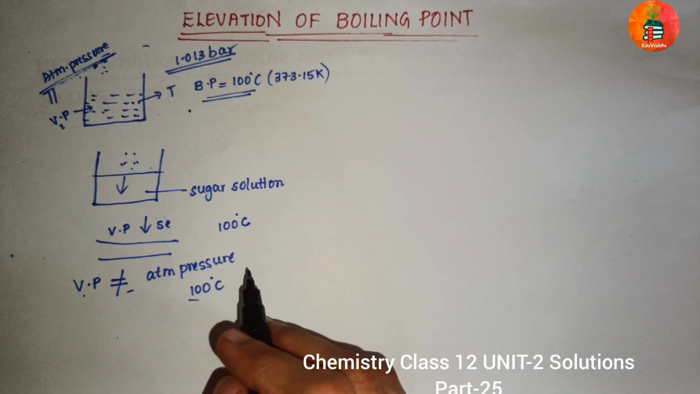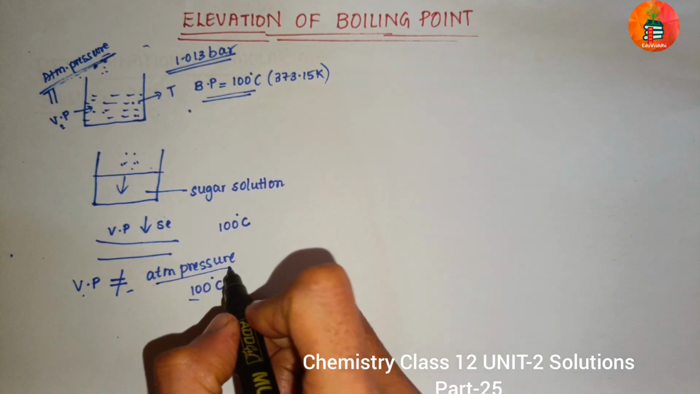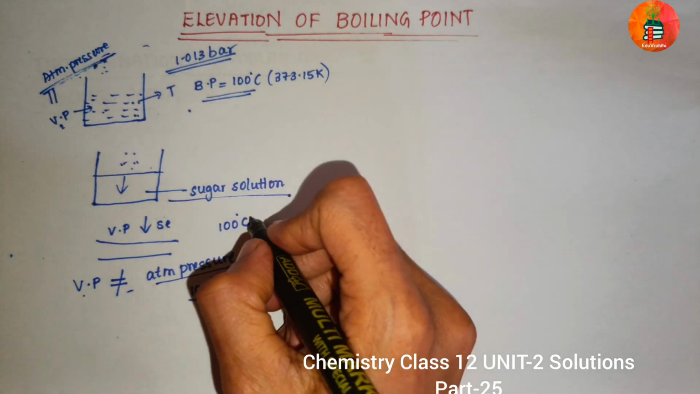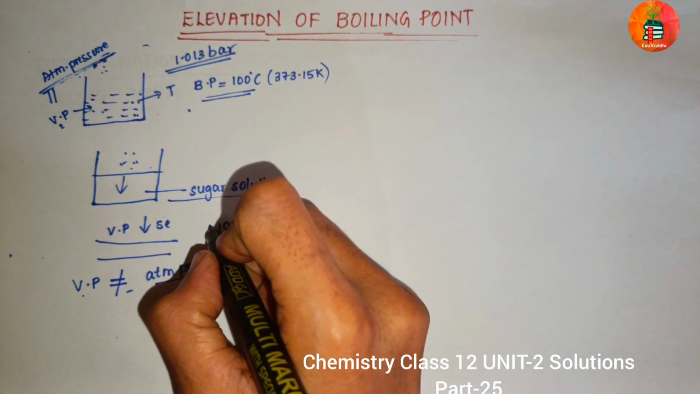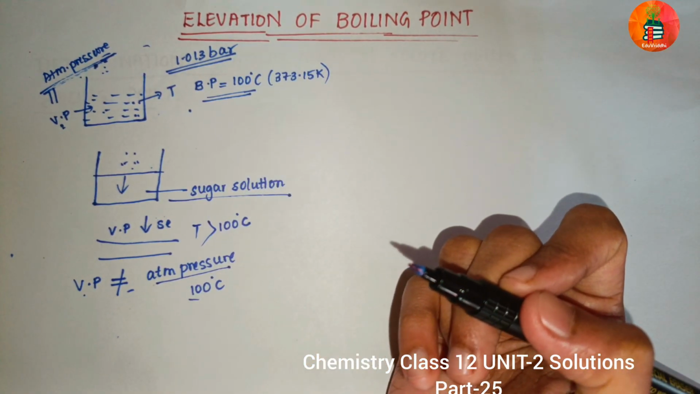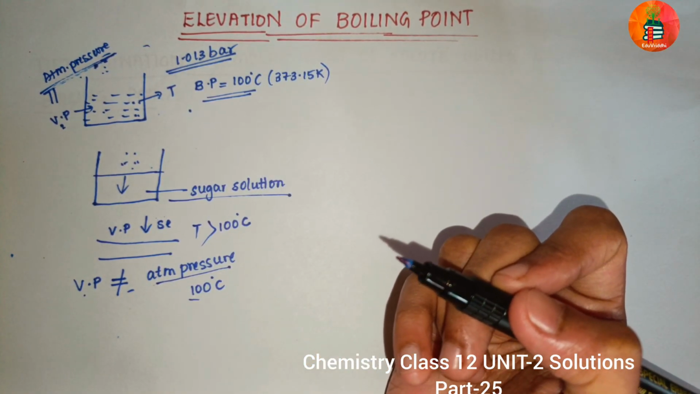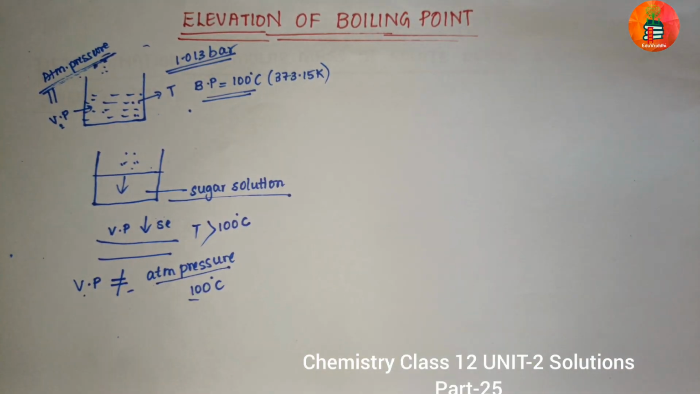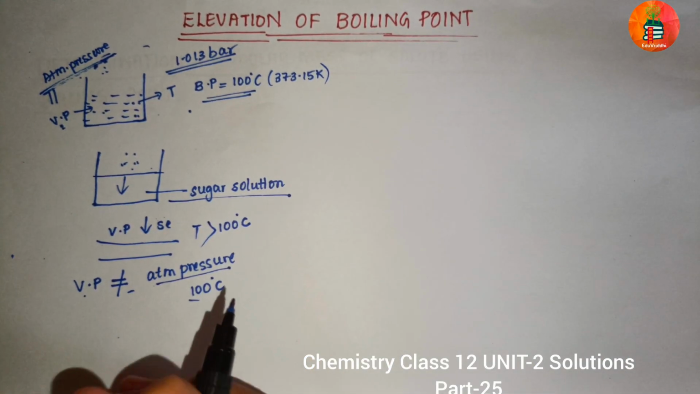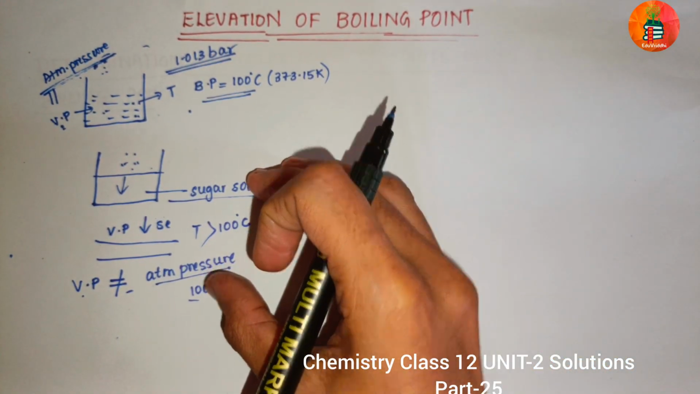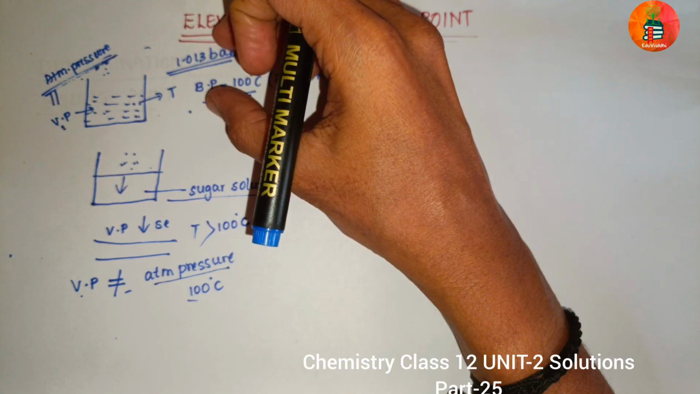So what is understood here? To reach atmospheric pressure, this sugar solution has to be provided with a temperature greater than 100 degrees Celsius. Whatever temperature you provide should be greater than 100 degrees Celsius. Then at a certain stage, it will reach the atmospheric pressure. So what's your conclusion here? By these two examples, we can tell the boiling point of the solution is always greater than the boiling point of the pure solvent or pure liquid.